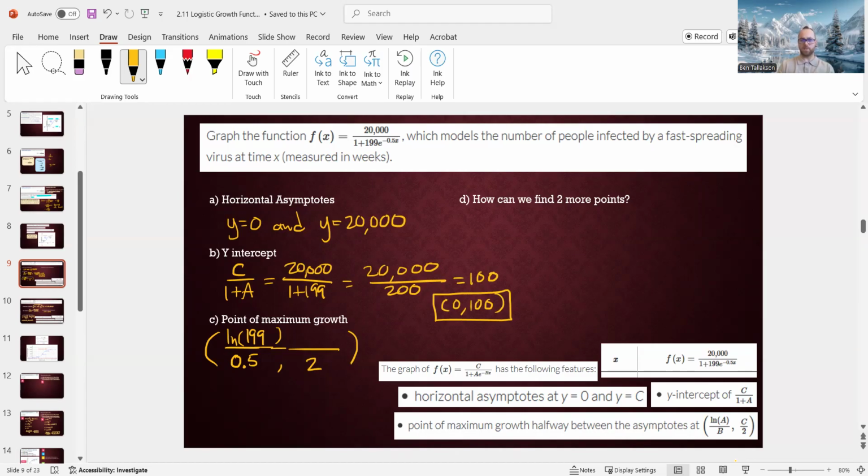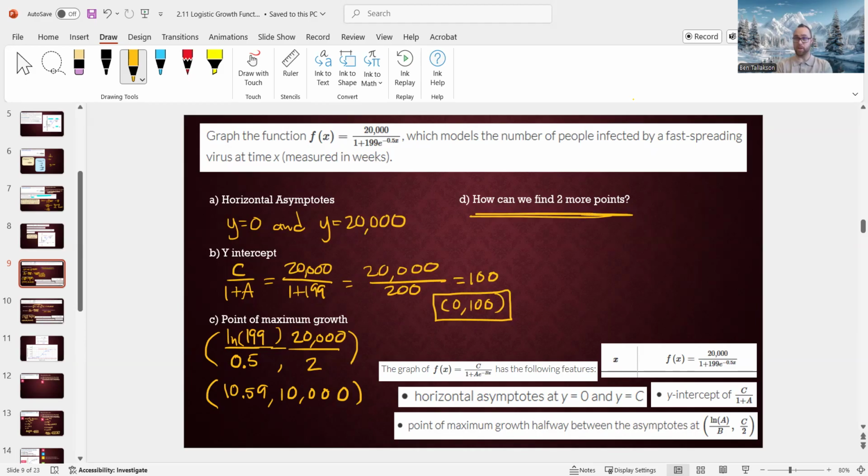Okay, and then we got what? We have C in the numerator. So that goes right there. And when you simplify this using your calculator, you'll get 10.59 and 10,000. So this graph, we're not going to draw the biggest graph in the world. We're going to use the right value increments to draw a small graph that fits these large numbers. And how can we find 2 more points?